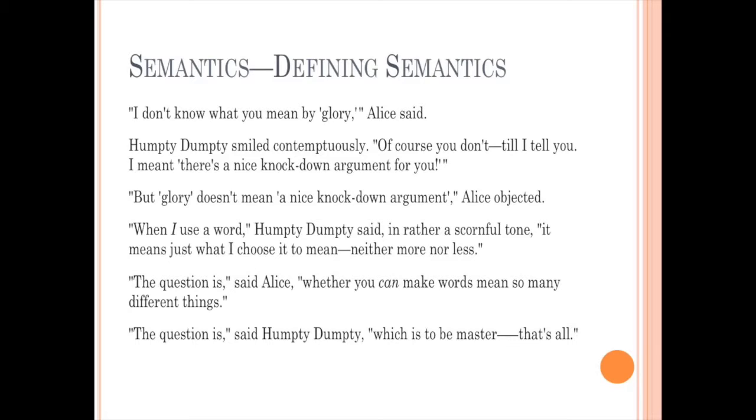"I don't know what you mean by glory," Alice said. Humpty Dumpty smiled contemptuously. "Of course you don't, till I tell you. I meant, there's a nice knock-down argument for you." "But glory doesn't mean a nice knock-down argument," Alice objected. "When I use a word," Humpty Dumpty said in a rather scornful tone, "it means just what I choose it to mean, nothing more nor less." "The question is," said Alice, "whether you can make words mean so many different things." "The question is," said Humpty Dumpty, "which is to be master. That's all."